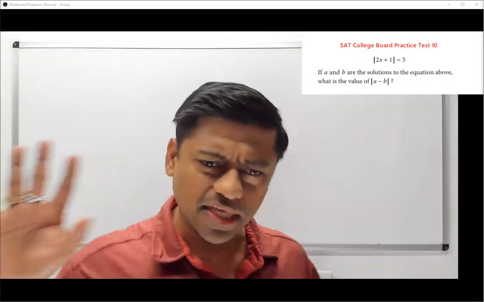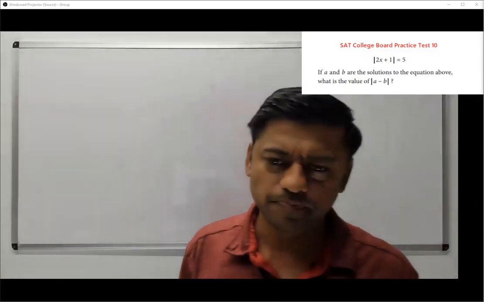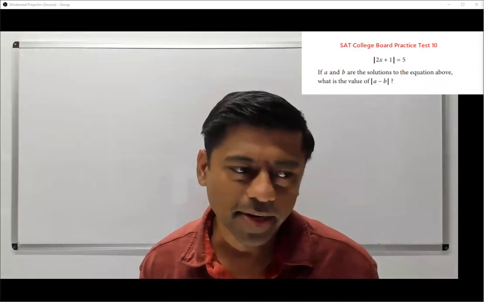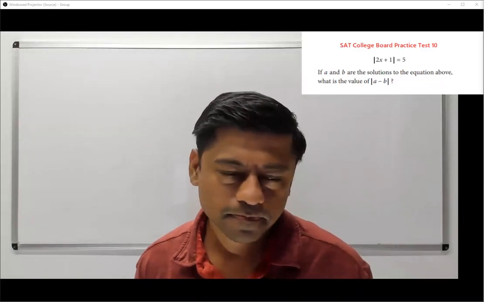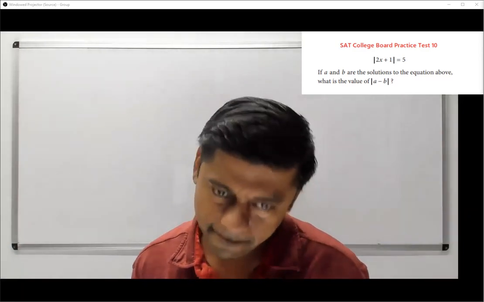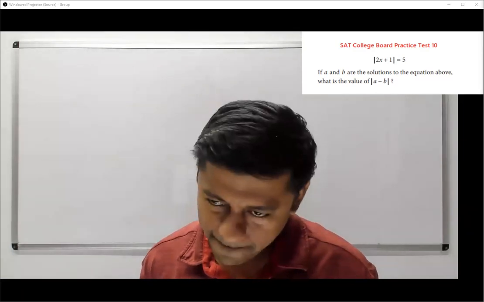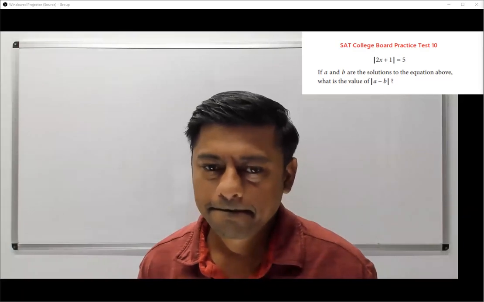How many of you think this is a doable problem? Yeah, I think this is doable. What is the key idea behind it? The key idea is that you have to be able to solve an absolute value expression equal to a constant. Then you have to know that there are two solutions, and the answer is the difference of the two solutions.